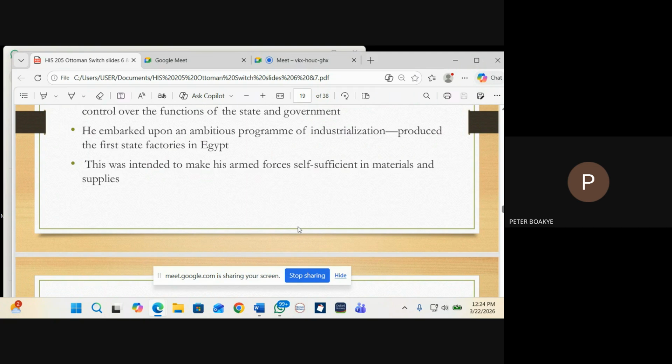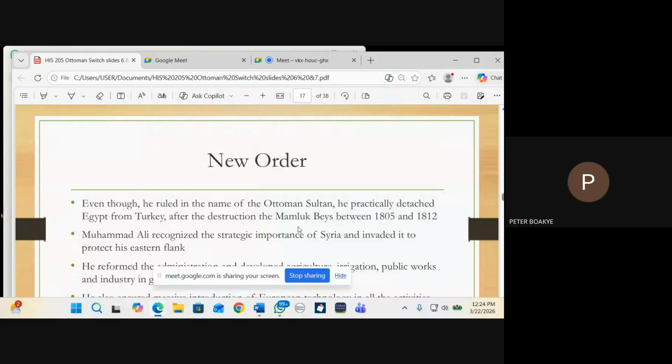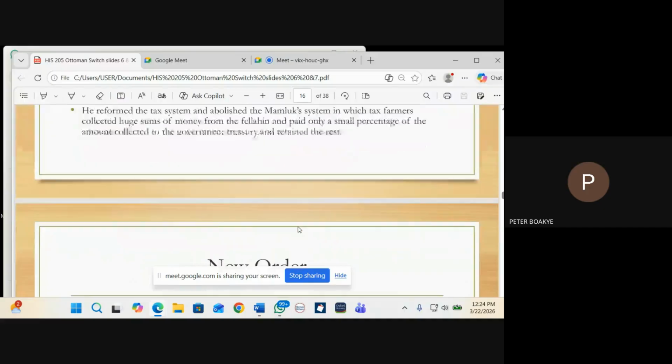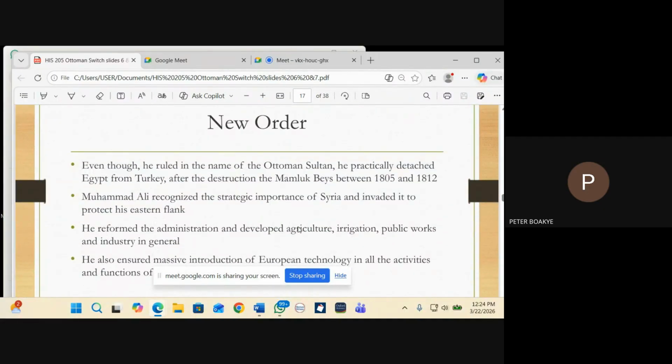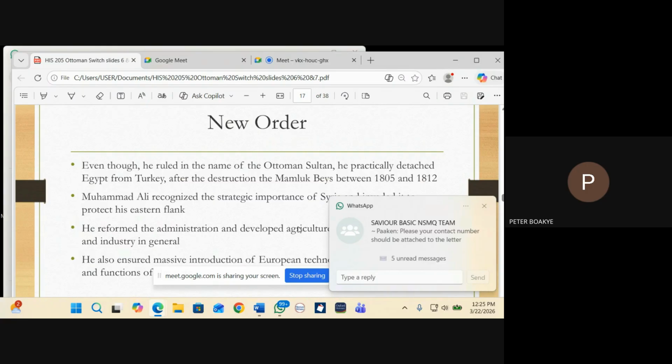So if we look at the invasion itself, I think we took you through it. So we said that 1798 is what we're talking about. It is in the 18th century. So we are dealing with the 18th century, but we're talking about AD. Are you with me?